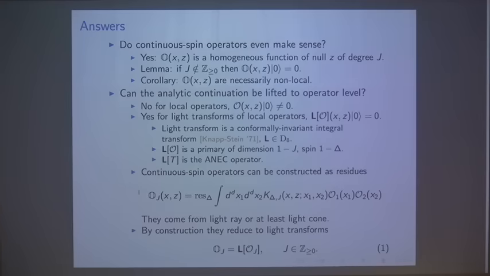This swap in dimension ends up explaining the appearance of the funny conformal block in the inversion formula. A familiar example of a light transform is the light transform of the stress tensor, which is just the average null energy operator. To define the analytic continuation, we construct a conformally invariant kernel K(delta, J), which is analytic in delta and J, and we define the analytically continued operators as residues of this expression in delta.